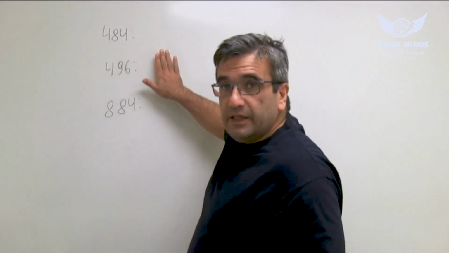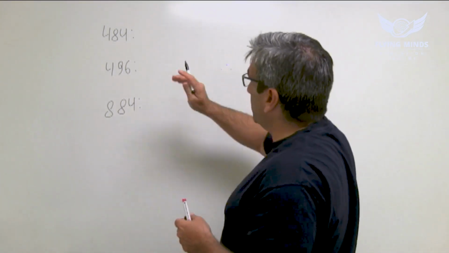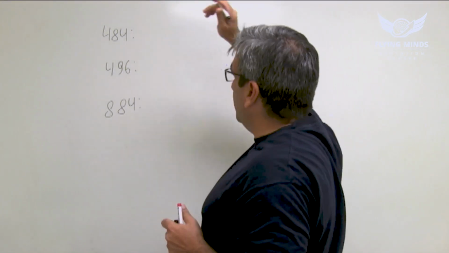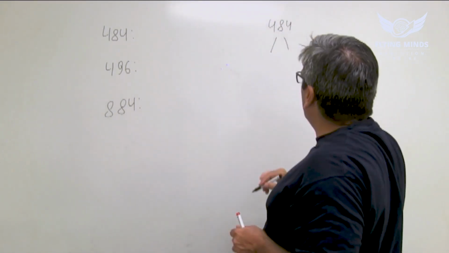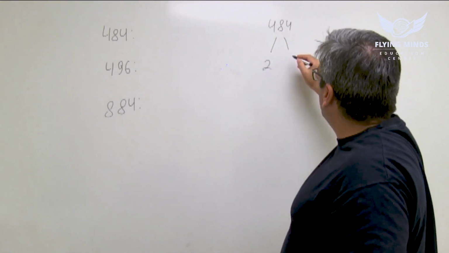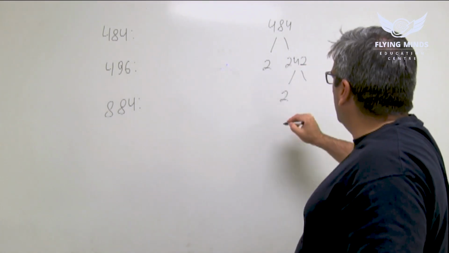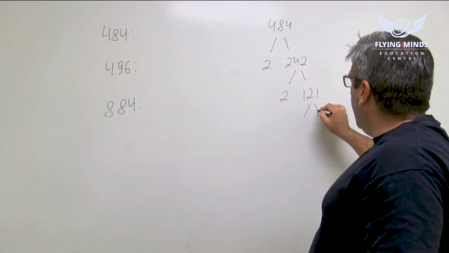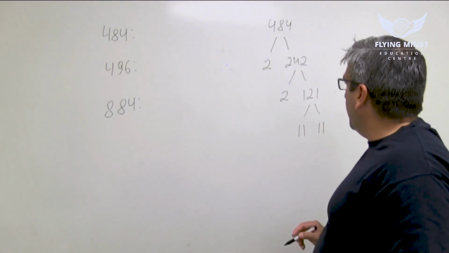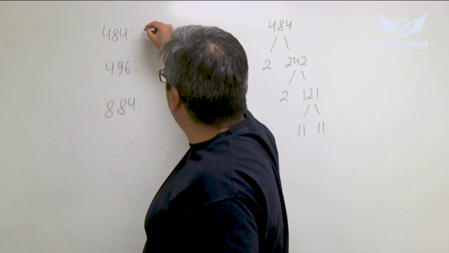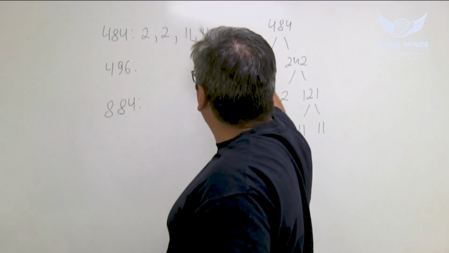Okay, so least common multiple. What we do here, again, we need prime factorization, right? So we do 484. We do prime factors. It will be 2 and 2, 4, 2. Again, it will be 2, 121. And 121, we know it's 11 times 11. Right? So 484 prime factors will be 2, 2, 11, and 11.